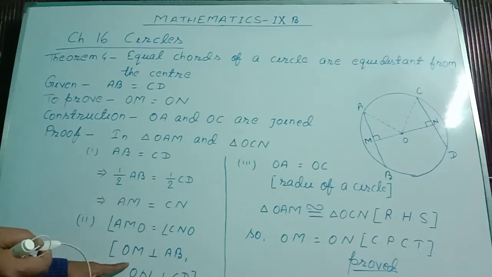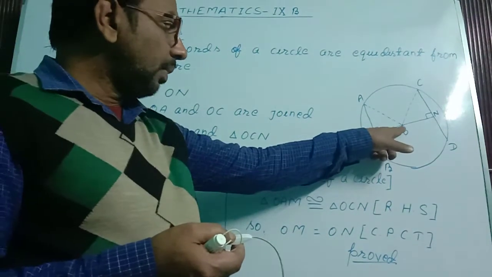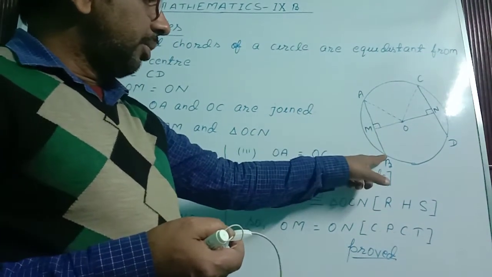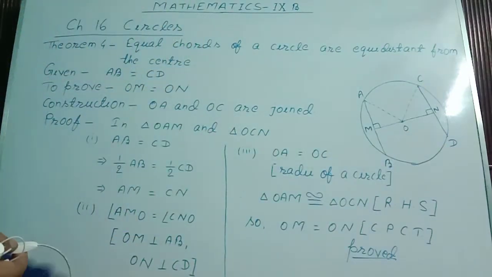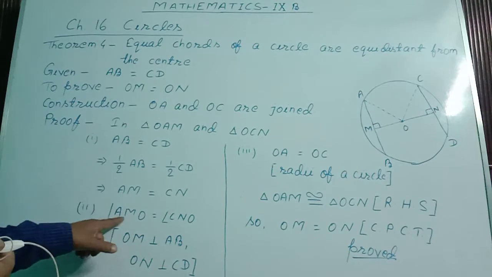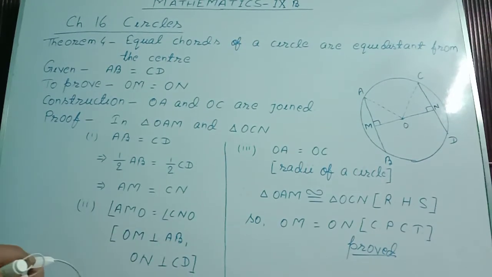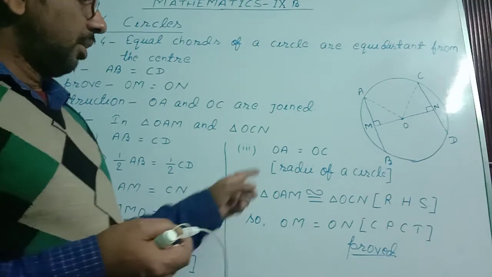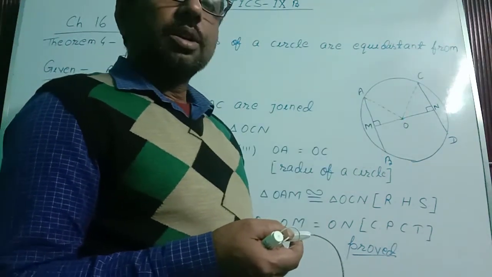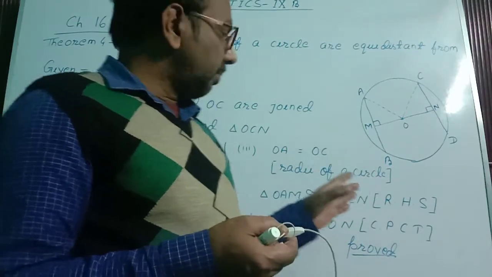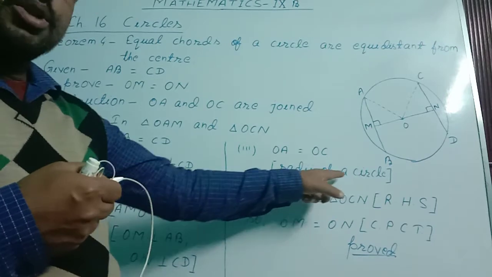The reason is written here. OM is perpendicular to AB and ON is perpendicular to CD. For that, these two angles became equal and these two angles are equal to 90 degrees. Third condition, OA and OC, these two are radii of the circle. So radii of the circle will be equal. For that I have written OA equal to OC, radii of the circle.